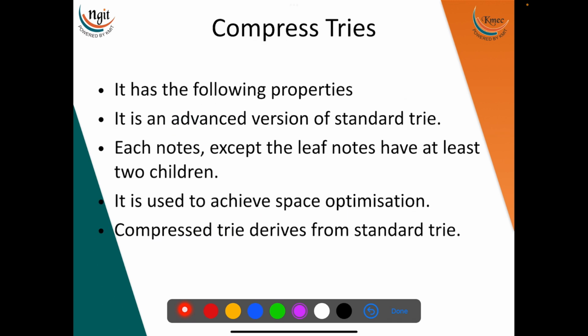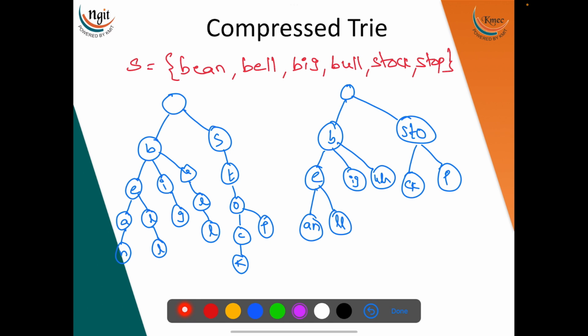Now let's understand the compressed trie. The name itself tells that we are going to compress it. It has the following properties. It is an advanced version of the standard trie. Each node, except the leaf nodes, has at least 2 children. It is used to achieve space optimization. So we'll reduce the length of the string. Let's see how we will reduce the length of the string in a compressed trie. We'll see with an example. And the compressed trie derives from the standard trie.